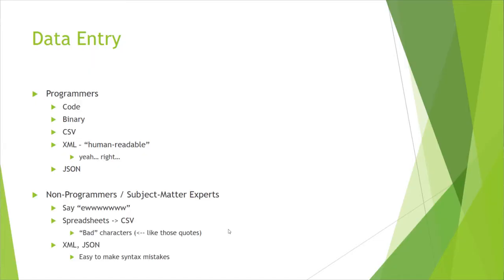So first of all, let's talk a little bit about what happens when you want to enter data into a program. Programmers have it easy on the data entry, right? Because we know how to code. We can write code that has the data inside of it. We can set up a binary file with the data. We can use comma-separated values. We can use XML, which is human readable. Yeah, right. We can use JSON, which is a little more human readable, but still not all that much.